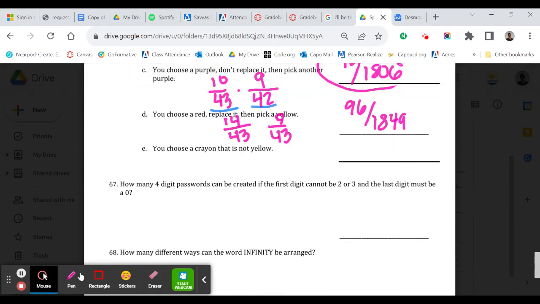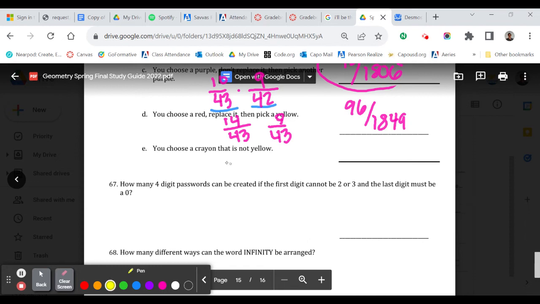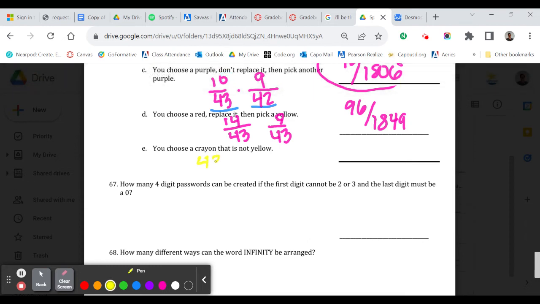All right, choose a crayon that is not yellow. I got this. Let's use yellow. There's 43 total. Yellow, that's a horrible color. Never doing that. We're going to subtract the 7 yellow. That should give me 36. So there's 36 that aren't yellow out of 43.